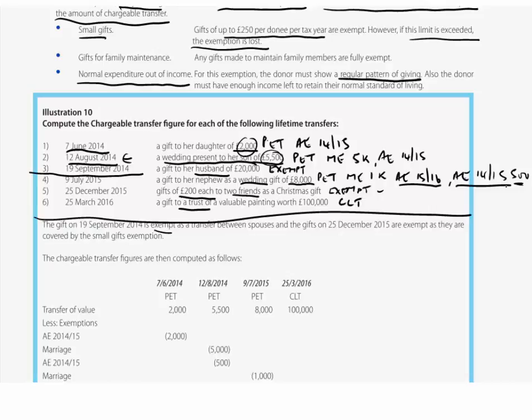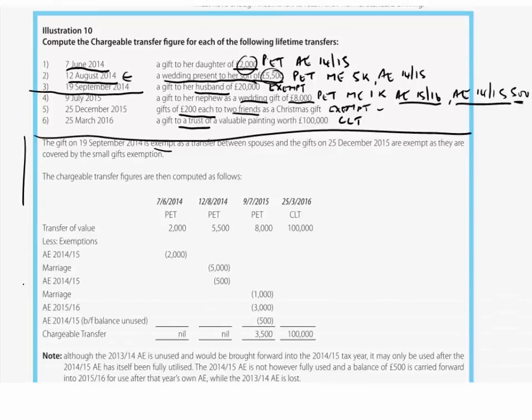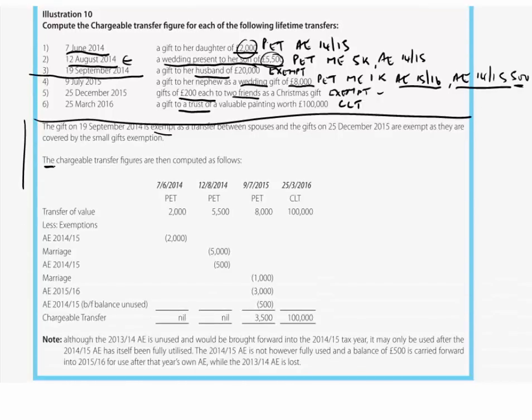all the remaining annual exemption unused from the previous year, so there's no annual exemption. Clearly there's no marriage exemption. That's it. Therefore, there'll be no exemptions to deduct. The chargeable transfer will be £100,000. This is a CLT. Now we're told here, as we start the answer, about the gift September 14 is exempt, transfer between spouses. December 15, that was the small gift exemption. Then for anything that is either a PET or a CLT, this is the working that you do.